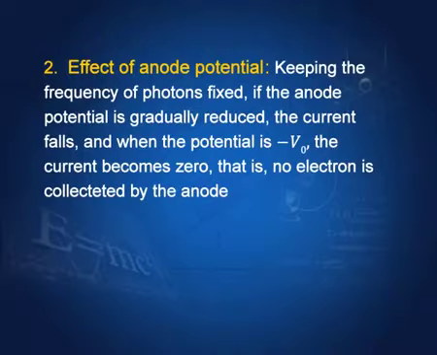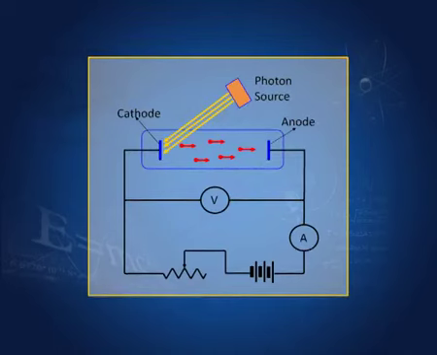Now, let us do the second part. Let us change the anode potential. Let me show you the circuit again. So, we are varying the anode potential, changing the potential given to the anode. What would this mean? This means the capacity of the anode to attract the electrons would vary, and that is what we want to do.